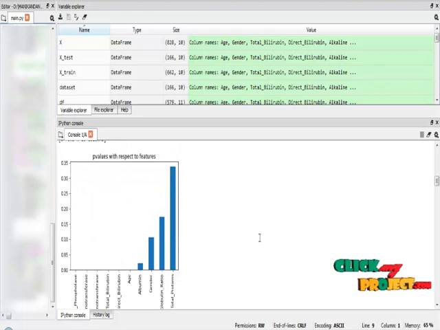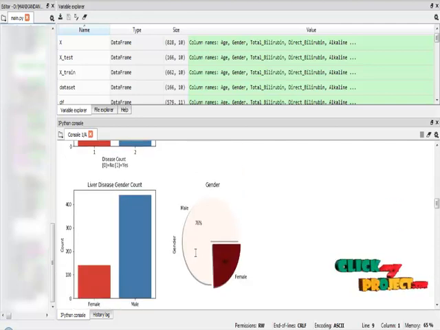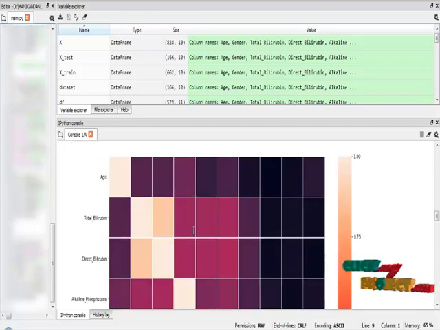And this is the chi-square algorithm visualization. It will show the best features in our dataset based on the columns. And this is the count rate of the deceased patients and non-deceased patients of liver disease. And this is the count rate of gender prediction based on male and female. And this is the pie chart. And this is the overall correlation diagram of our dataset.